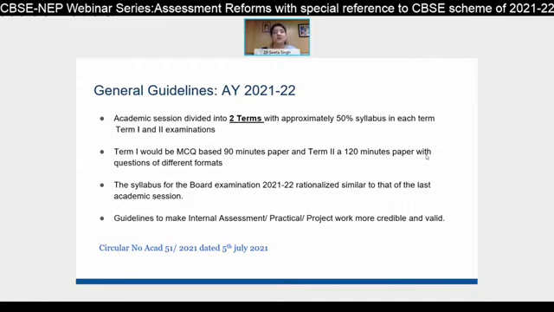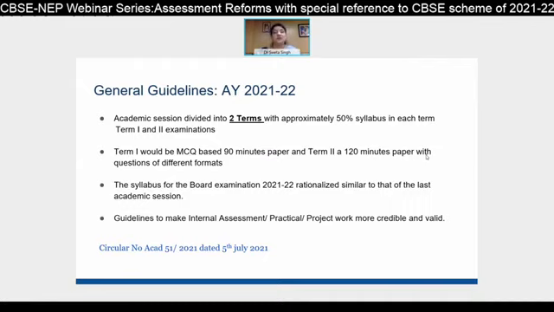So the broad points of this scheme is that the whole academic session is divided into 2 terms, wherein approximately 50% syllabus would be there for term 1 and for term 2. Both these terms would be followed by an end of term assessment. The first term assessment would be MCQ based. It would be a 90 minutes paper. The second term paper would be a 120 minutes paper with questions of different formats.